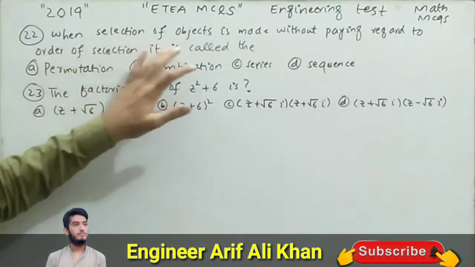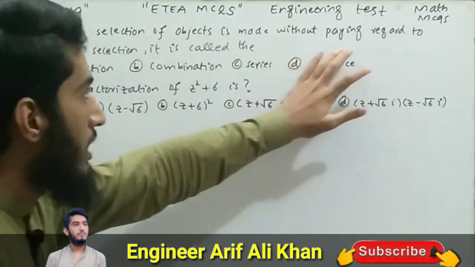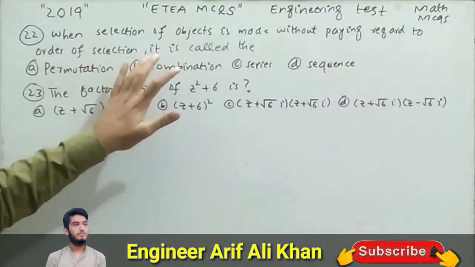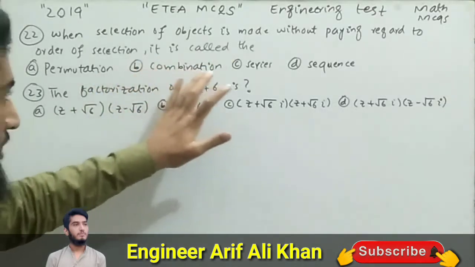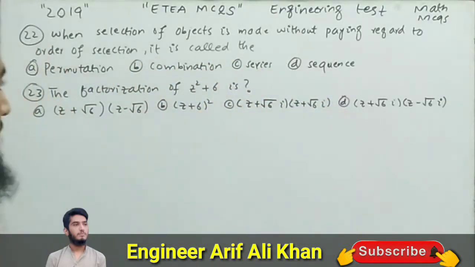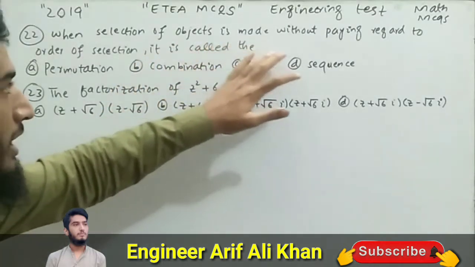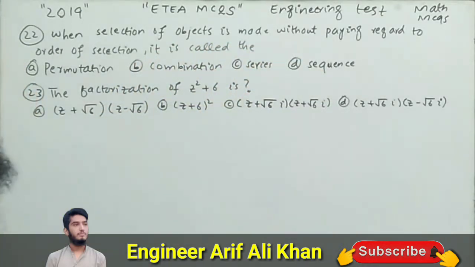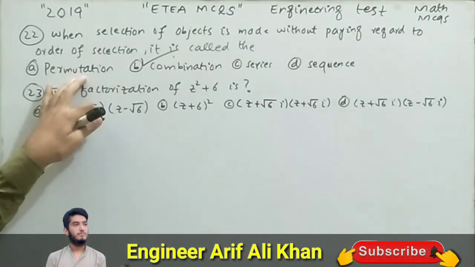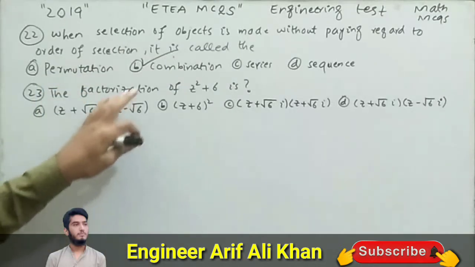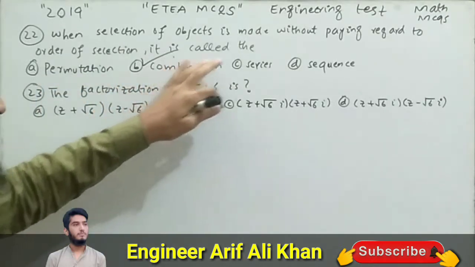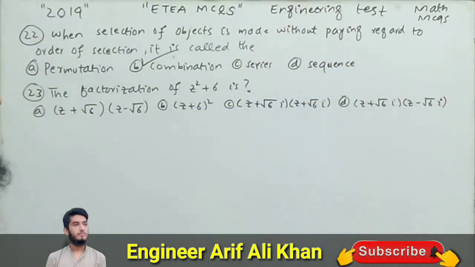It tells that when the selection of objects is made without paying regard to the order of selection, then it will be called permutation, combination, series, or sequence. Remember that when the selection of objects is made without any arrangement, this type of selection is called combination. For combination, the arrangement is not needed. And remember, for permutation, the arrangement is necessary. So the correct option over here is option B, combination. In combination, we do not arrange anything. Now move toward MCQ number 23.